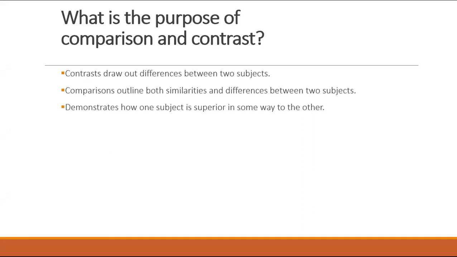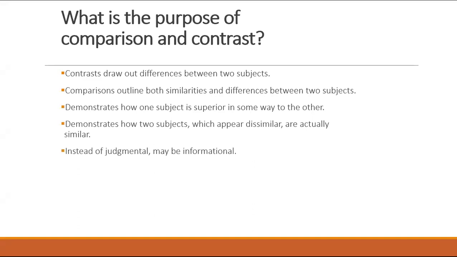For example, sometimes we want to demonstrate which subject is better. Usually comparison is between two subjects, two topics, two ideas or two people, and we demonstrate which one is better than the other. We can also demonstrate how two subjects which appear dissimilar are actually similar. Sometimes it is not necessarily judgmental. It may be informational. We just want to draw out some information about some objects and present that information to the world, so people know what kind of subjects these are. So it's not always judgmental.